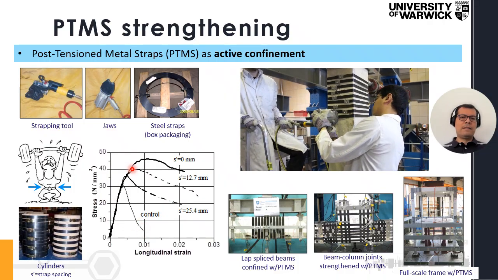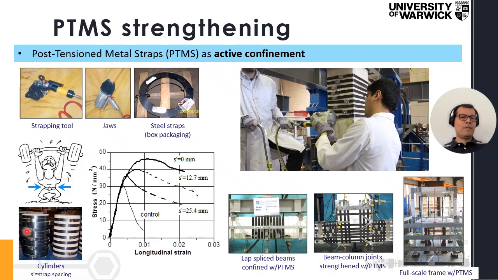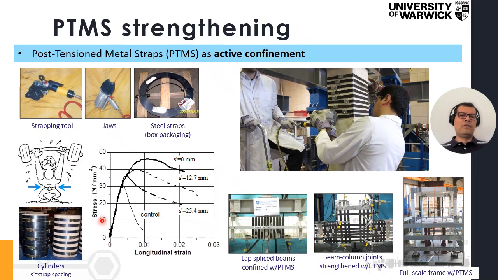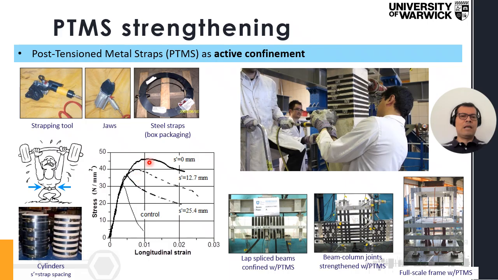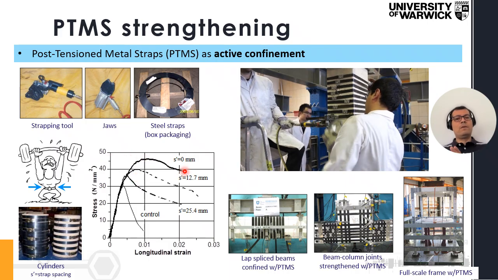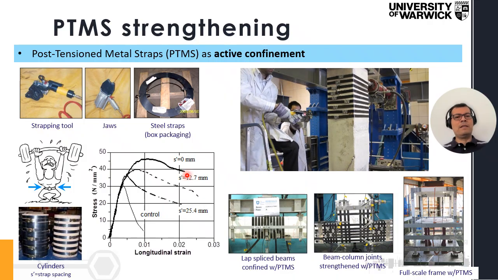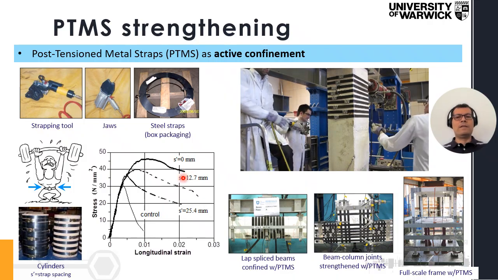Now, the last cylinder here that says S prime equals 0, it's basically this cylinder here. So it's a fully confined cylinder with the metal straps. And as you can see, the metal straps increase the strength to around 46 megapascals, but also importantly, it increases the strain, the formability of that concrete.